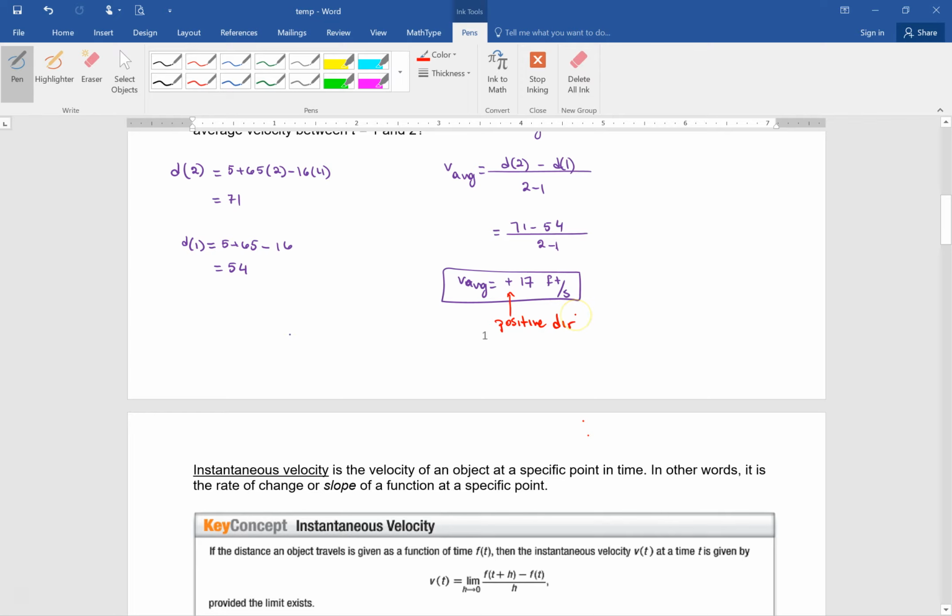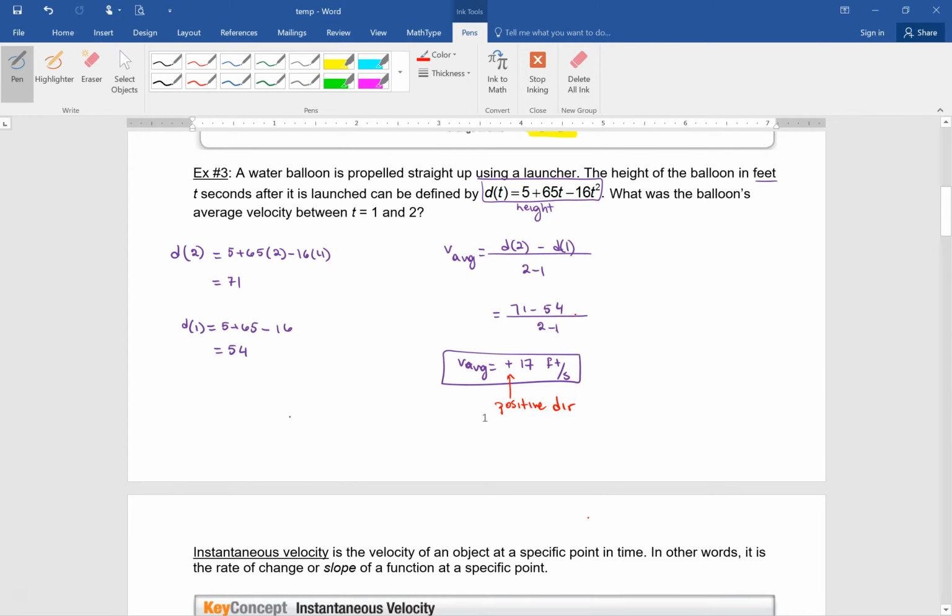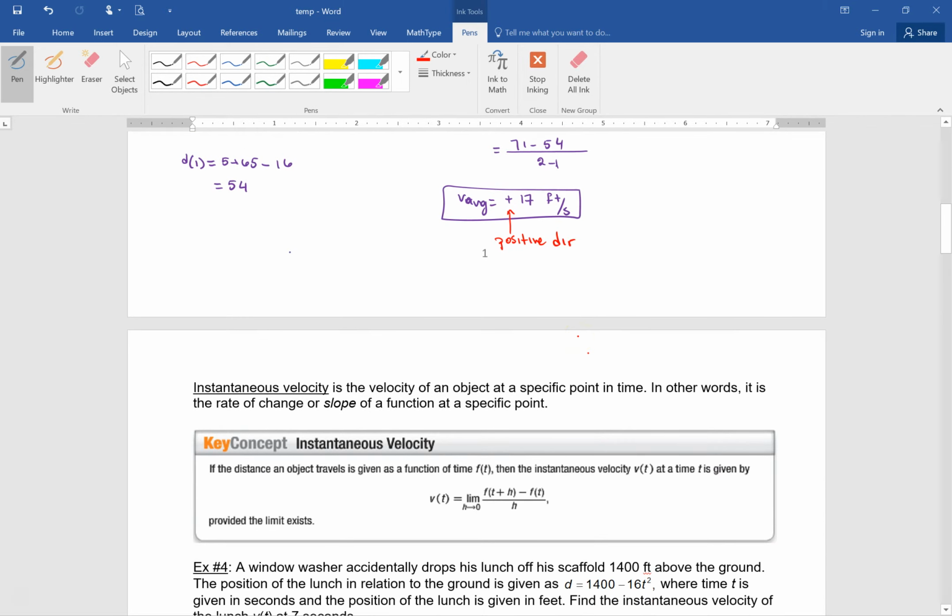Now, in this case, the problem is a water balloon propelled straight up. If it's propelled straight up, it's going up. Up is always the positive direction. So if this were going down at 17 feet per second, it would be negative 17. Okay. That's average velocity. It's, on average, how much was your velocity?